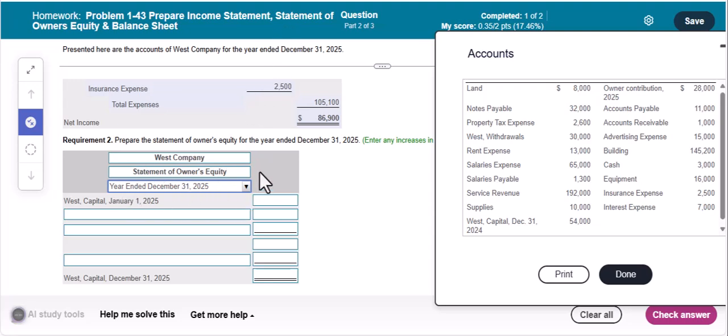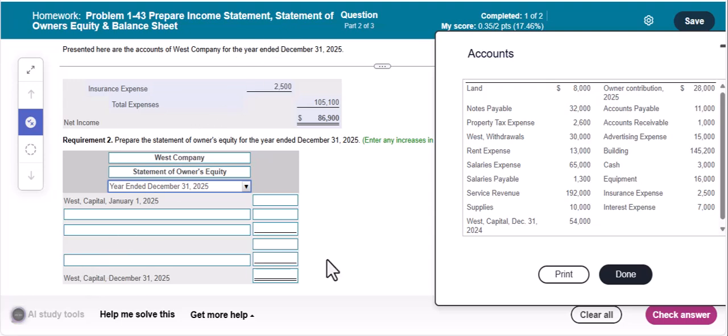And for this date here on the statements, we need to figure out whether this is for a single day or a period of time. For like the year ended here, December 31st, 2025. So remember, for the statement of owner's equity, the goal is to show you what happened to equity over time. Because you'll see we have West Capital January 1st, 2025, and then at the end of the year in 2025. And in between here, we have the things that affected capital over that period of time. So again, the statement of owner's equity is for a period of time.